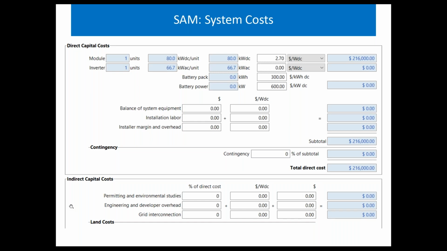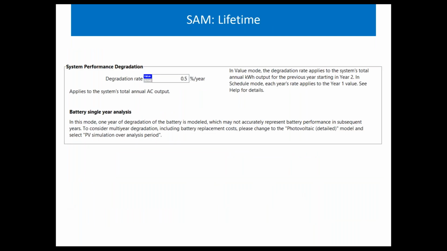Lifetime is a little bit of a misnomer. It's really your panel degradation rate. The panels do degrade, and the energy production will decline slowly over time. 0.5% is a very typical default value. Next slide. I'm sorry, so there's your lifetime, your degradation rate. And next slide.